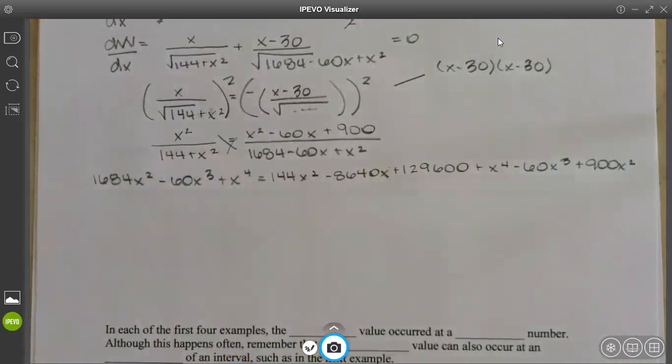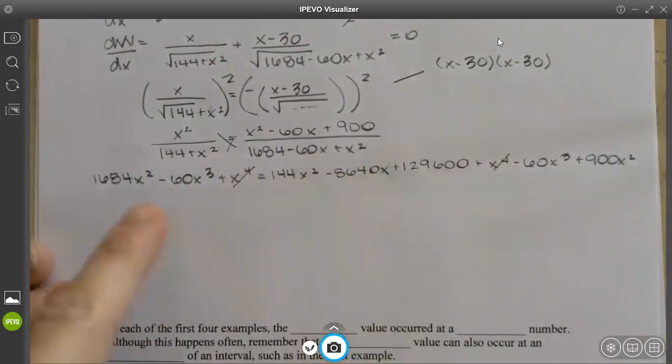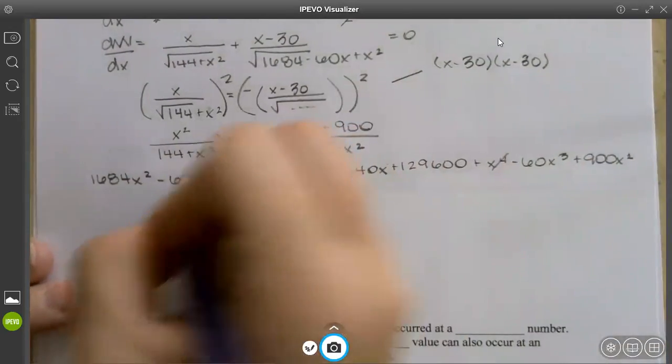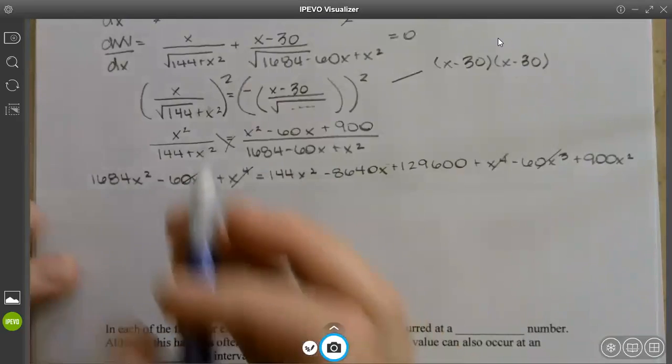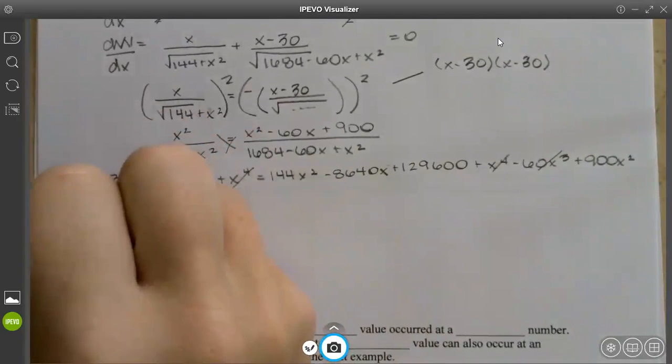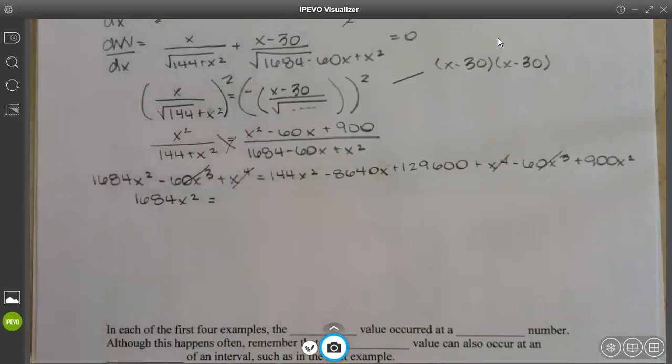Realize if it's the same on the left and the right, it's going to cancel out. So if I move my x to the fourth over, it's going to cancel out. If I move my negative 60 over, it's going to cancel out. The only thing left on this side is 1684x squared. On the other side, add your like terms.